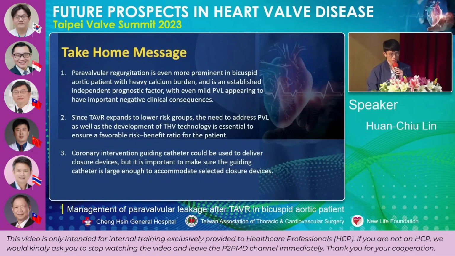Paravalvular leakage is not uncommon in aortic stenosis patients, and it is more prominent with a calcified raphe in bicuspid aortic valve patients. I think this is an independent negative prognostic factor which has negative clinical consequences for our patients. Since TAVR has been expanded to lower risk patient groups, we need to move our attention to paravalvular leakage management. Also, valve development technology is essential to improve the risk-benefit ratio.